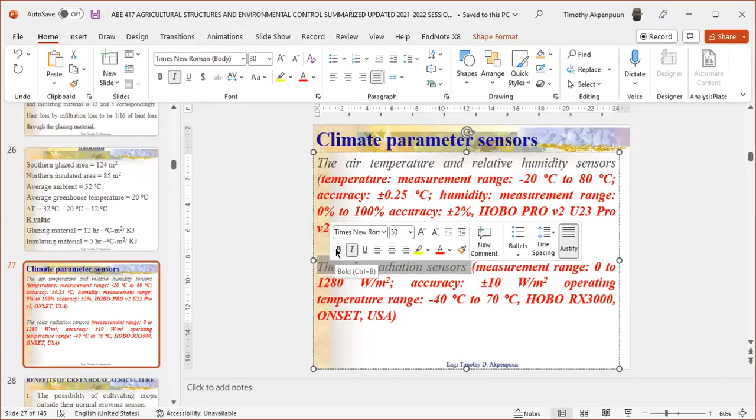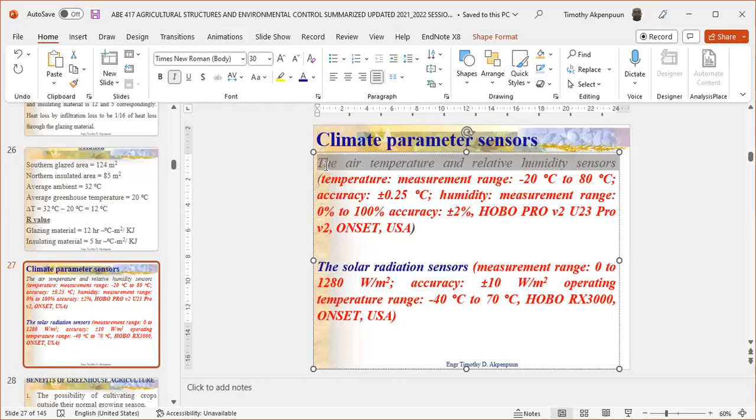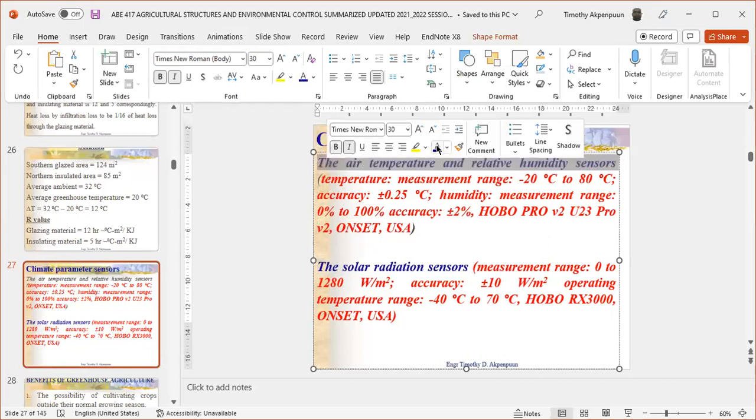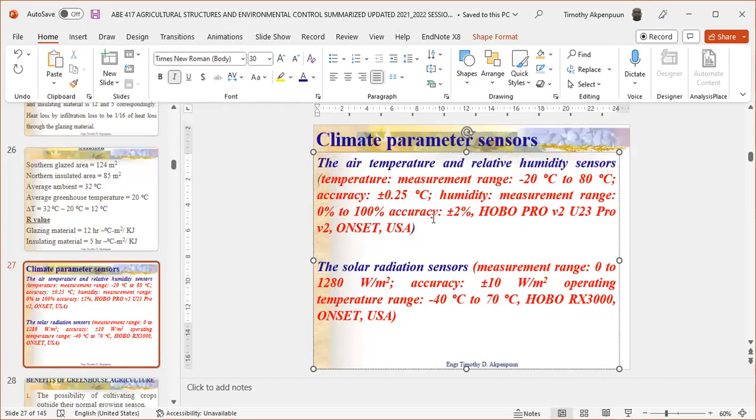You control the temperature within the greenhouse by using what? Ventilation, that's open window ventilation, air circulation fans, or misting systems, or evaporative coolers. Those are the systems you use in controlling what? Air temperature and what? Relative humidity.